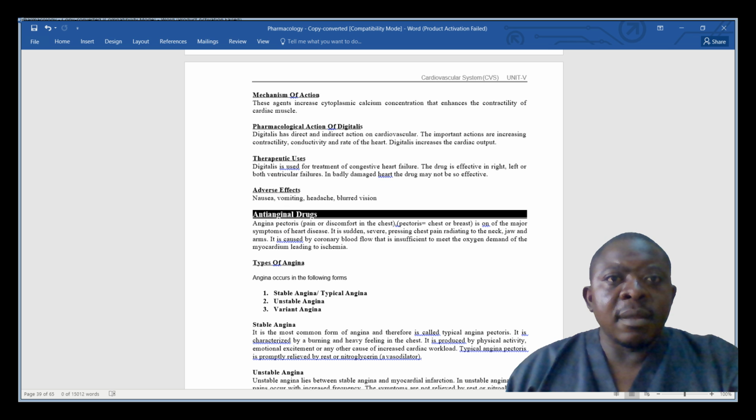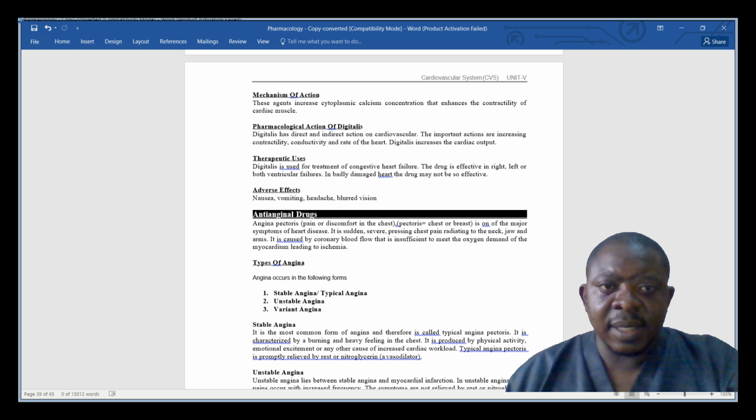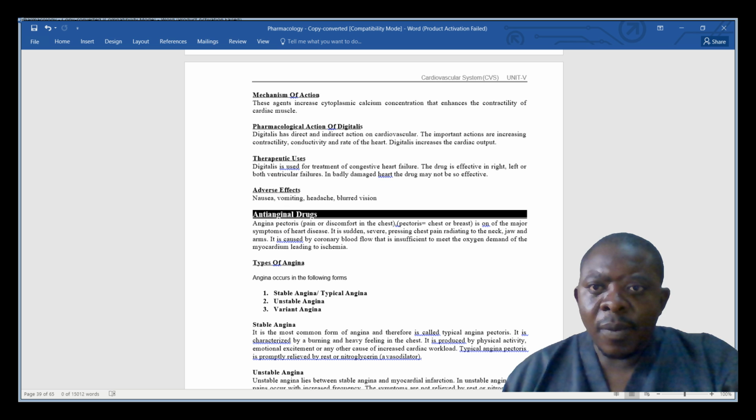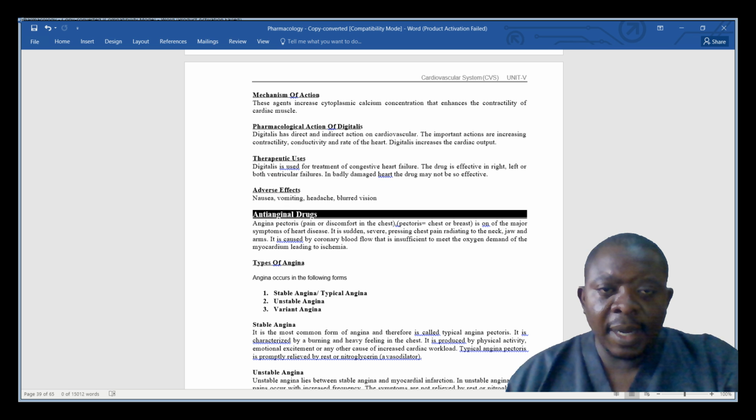With drugs under heart failure discussed, let us now look at anginal drugs. Angina pectoris, that is pain or discomfort in the chest, pectoris, that is chest or breast, is one of the major symptoms of heart disease. It is sudden, severe, pressing chest pain radiating to the neck, jaw, and arms. It is caused by coronary blood flow that is insufficient to meet the oxygen demand of the myocardium, leading to ischemia.